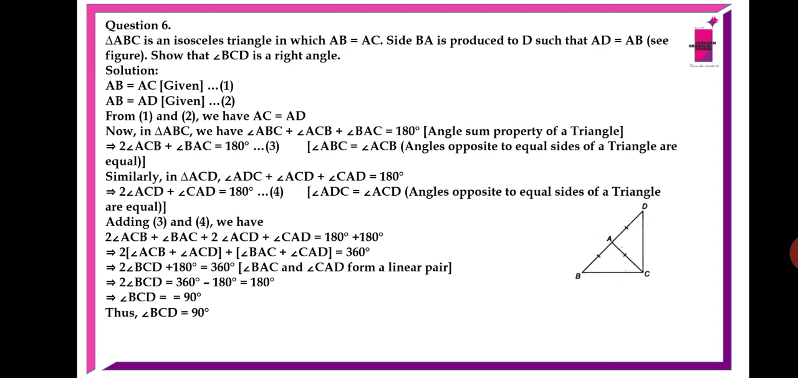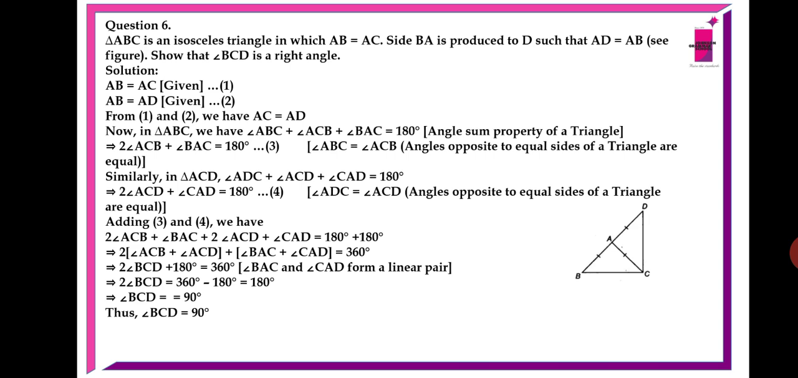Now in triangle ABC we have angle ABC plus angle ACB plus angle BAC equals 180 degrees, through the angle sum property of a triangle. That equals 2 angle ACB plus angle BAC equals 180 degrees. This is equation 3. Because angle ABC equals angle ACB, angles opposite to equal sides of a triangle are equal. Therefore, in place of ABC, we can take angle ACB also.